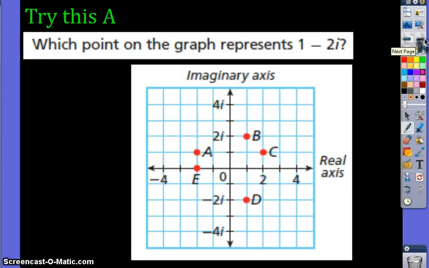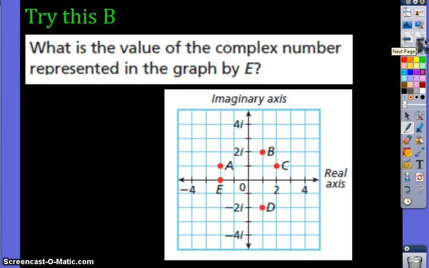Why don't you guys try this one? And this one.